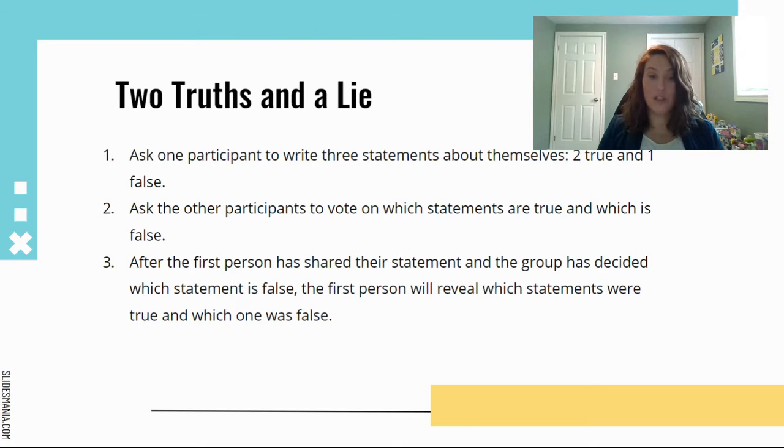This could be an opportunity to use the poll feature in our Google Meets, to use the chat, or even to try to encourage students to unmic. After the first person has shared, they share what was the false statement, and they reveal the truths and the false statements to everyone else. One thing is, as the teacher or the instructor, you could start with your own and see what people come up with to help build some community.